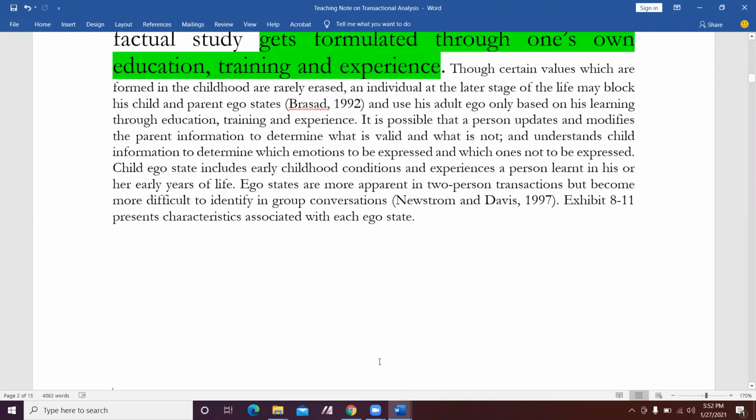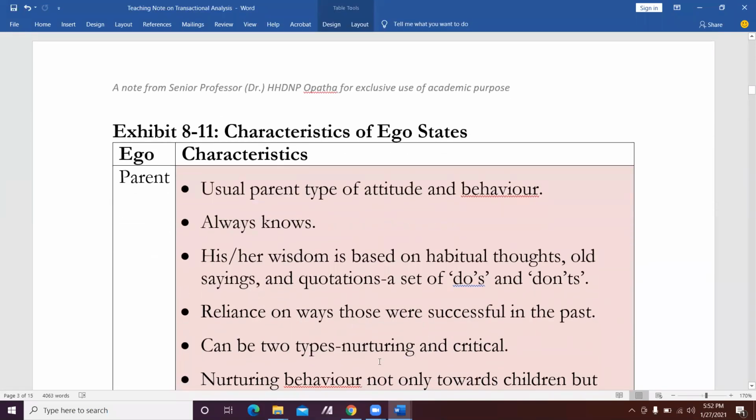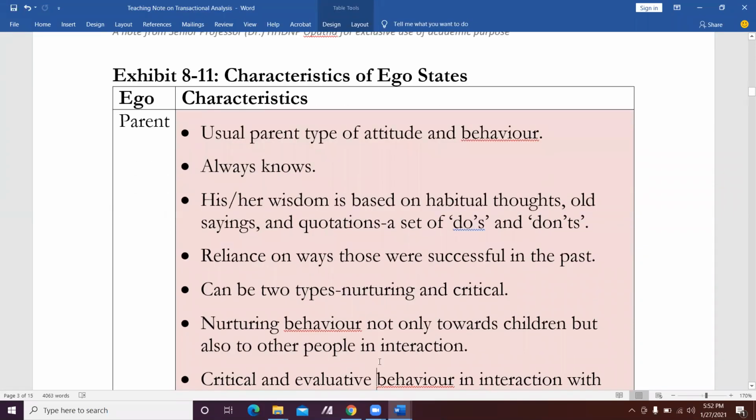Okay, right. Now go to this one, Exhibit 8.11, that gives characteristics of ego states. Further, several characteristics I have written here by using the relevant literature.